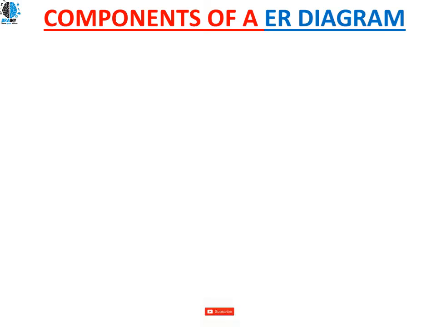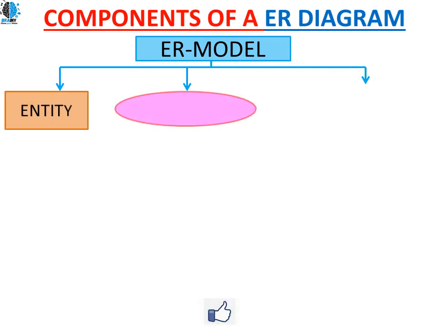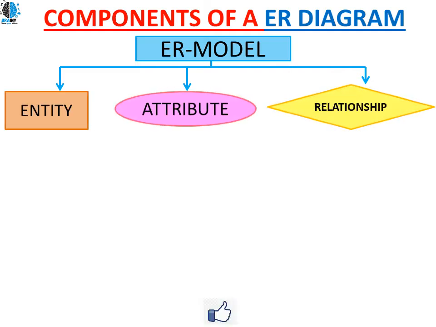Let's see the components of the ER model. So what are the different components? In the ER model, we have seen entity, attributes, and relations. These three are our major components of the ER model. Every entity will have attributes. What is an attribute? It's a characteristic of an entity. So I have three components of the ER model: entity, attribute, and relationship.